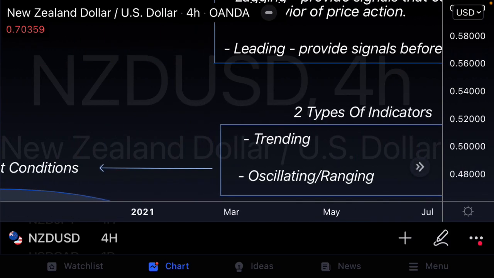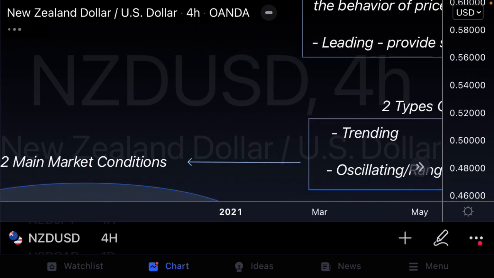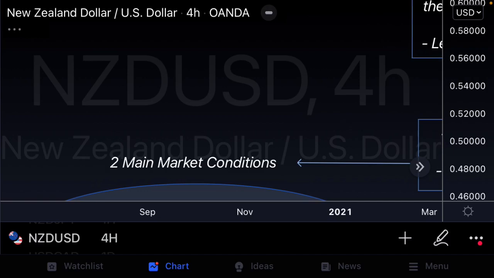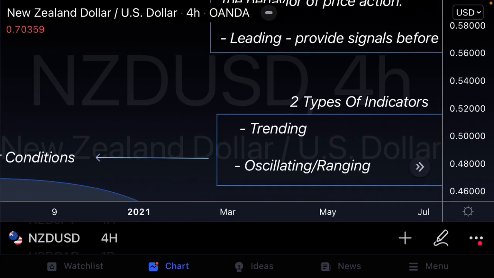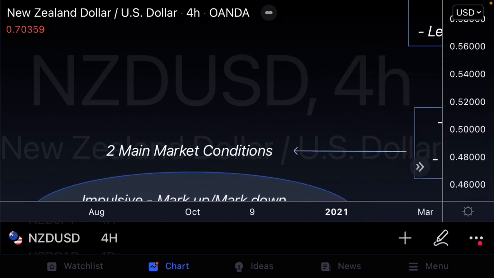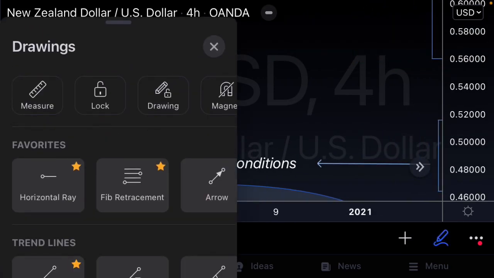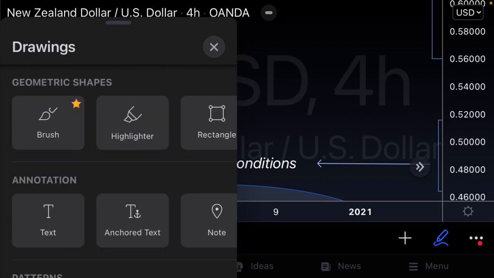Now that we've spoken about the two types of indicators, those two types imply that there are two main market conditions that we are trying to trade. We are trying to trade trending market conditions, and at the same time we are trying to trade those oscillating or ranging market conditions. So we know that these two market conditions are basically in one market cycle.